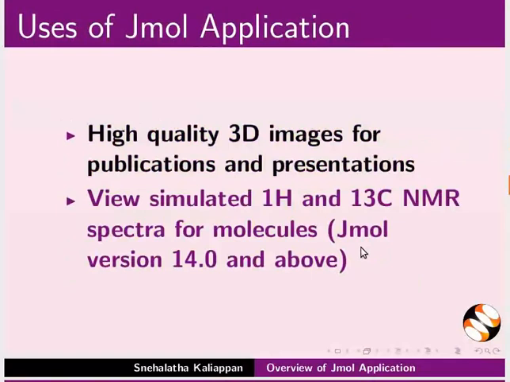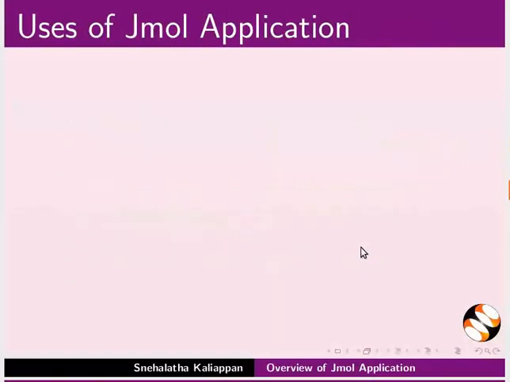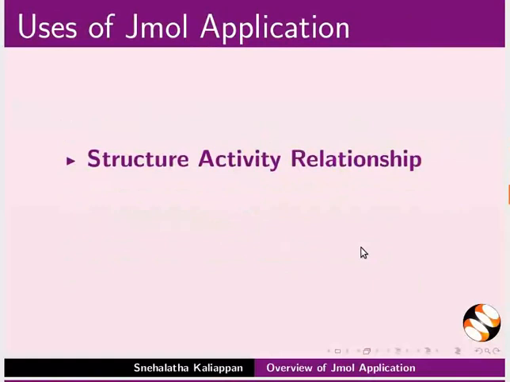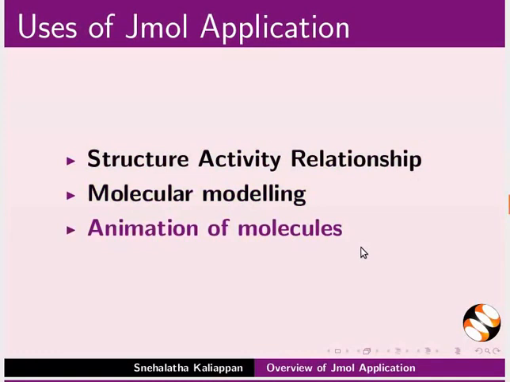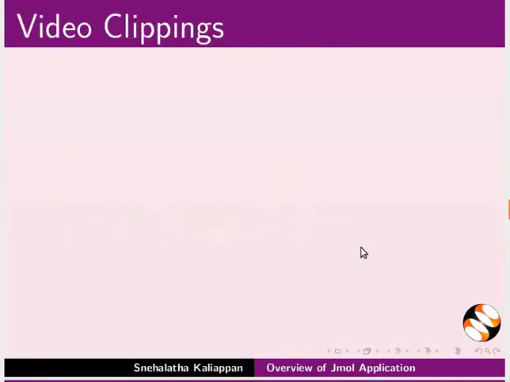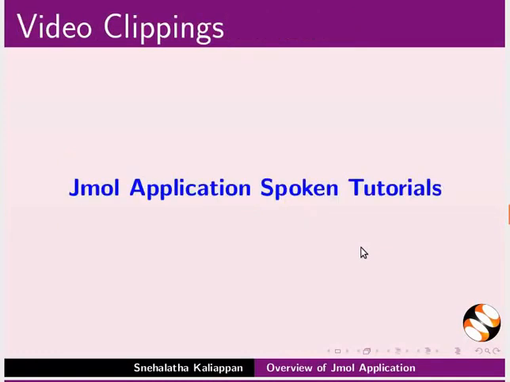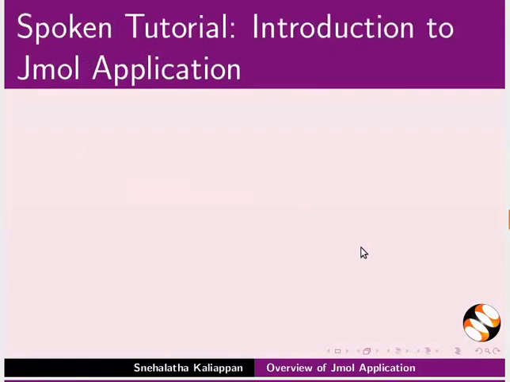High-quality 3D images can be produced. They can be used in publications and presentations. View simulated proton and carbon-13 NMR spectra for molecules. This feature is available in Jmol version 14.0 and above. Jmol can also be used to study structure-activity relationships, molecular modeling, and animation of molecules.